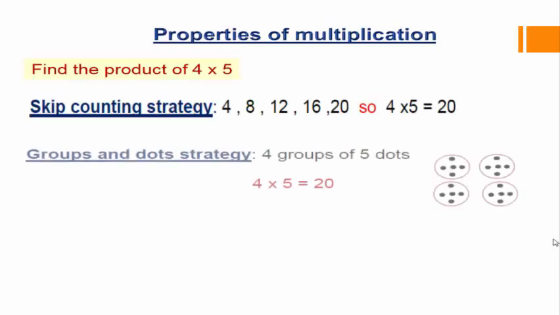Second strategy is called groups and dots strategy. I drew groups, 4 groups. Each group has 5 dots. So count with me: 5, 10, 15, 20. So 4 times 5 equals 20.